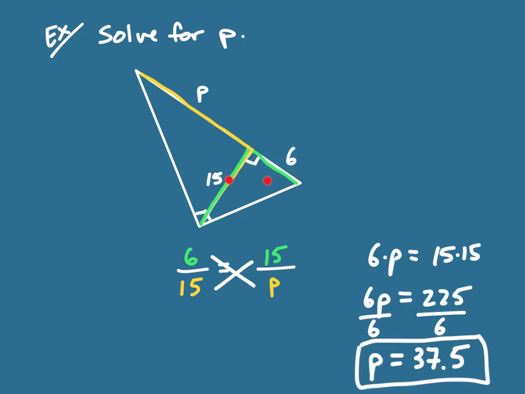So just using that concept of, you have your small leg and your big leg of your small triangle, small leg, big leg of your medium-sized triangle, you can set up that proportion and solve that equation for your variable.